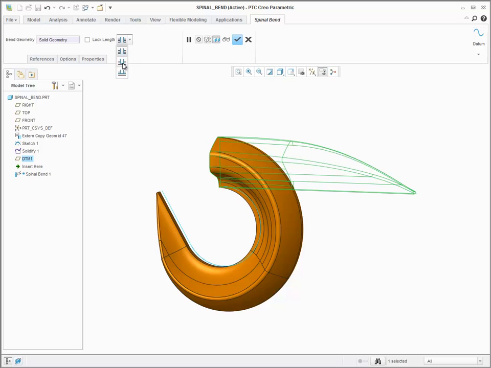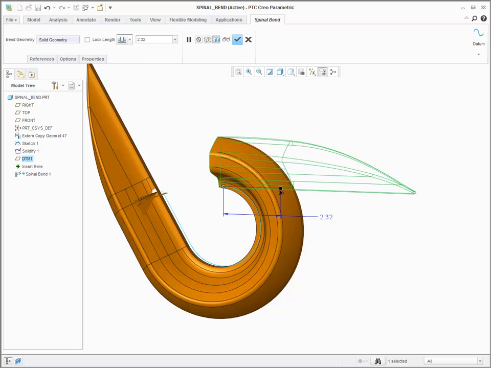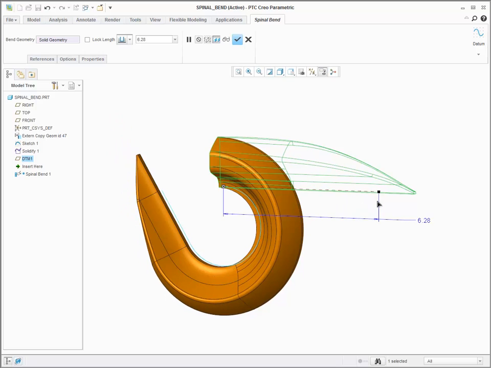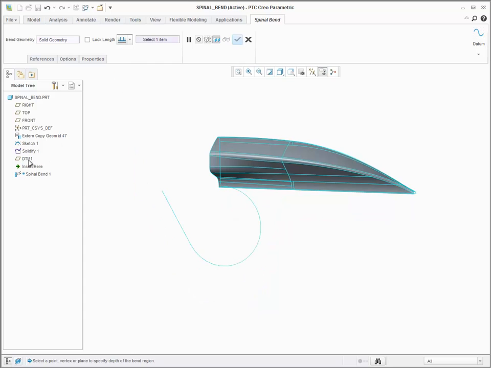By default, the tool will bend all of the selected geometry, but you have the option to bend only a portion of it, either by blind distance or up to reference.